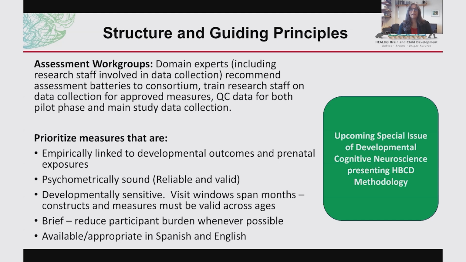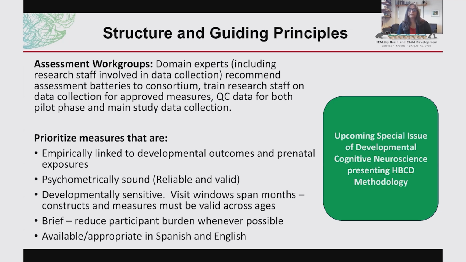HBCD assessment batteries are all chosen through the work of assessment work groups. The work groups include domain experts, including research staff, who review the available methodology and recommend assessment batteries to the consortium. The work groups also train research staff on data collection and QC the data as we go on.